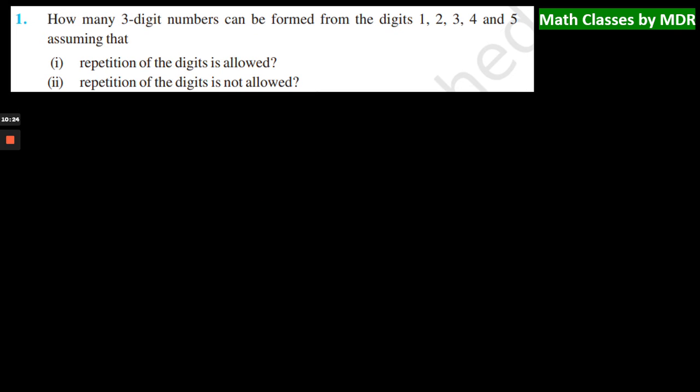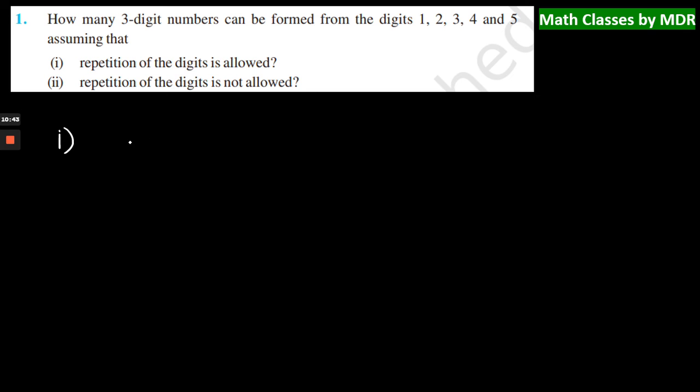Yes, go ahead. So, how many 3-digit numbers can be formed from the digits 1, 2, 3, 4 and 5, assuming that repetition of the digits is allowed, and the repetition of the digits is not allowed? Such a simple problem, right? If you have understood the concept that I have explained now, this is an easy one.